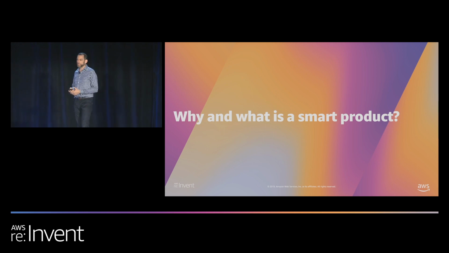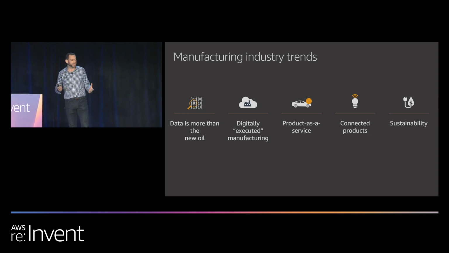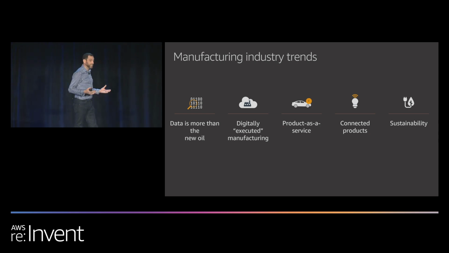So why and what is a smart product? As I said, I look after the manufacturing industry. And within manufacturing, we see a couple of industry trends coming along. The first one is obviously data. We're now in this digital transformation world where data is really becoming the new oil driving it.